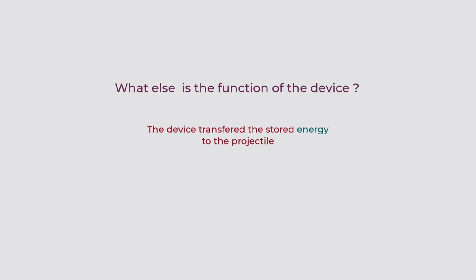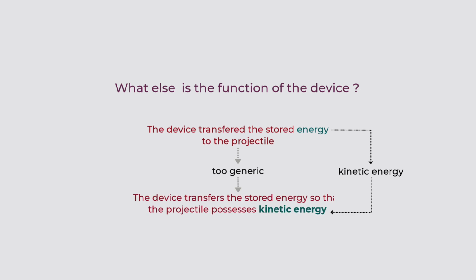However, upon reflection, this feels too generic. We want the projectile to be thrown, which means it must possess kinetic energy. By specifying this, we ensure that the stored energy is converted into the projectile's movement, making it consistent with our intention. So we write, the device transfers the stored energy so that the projectile possesses kinetic energy.